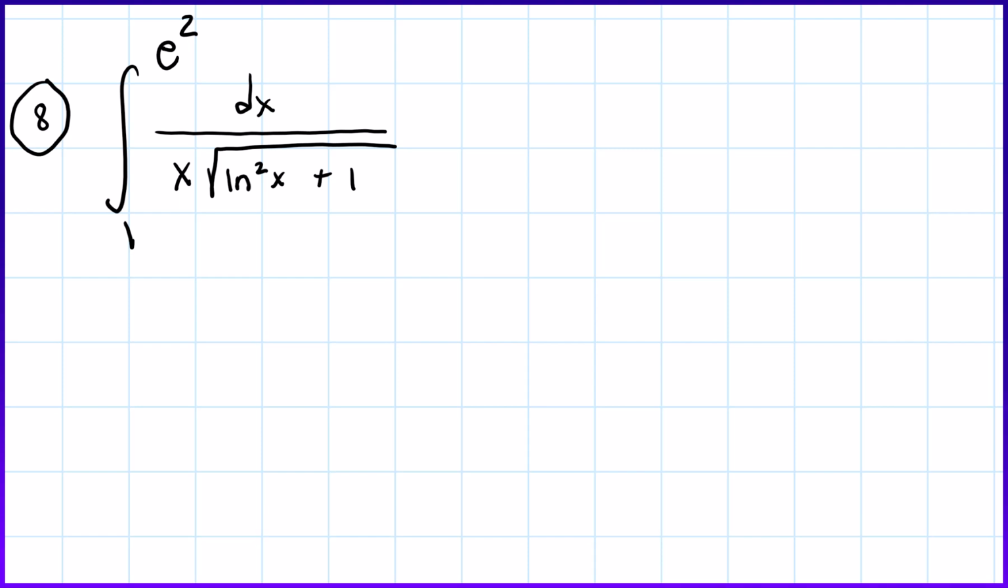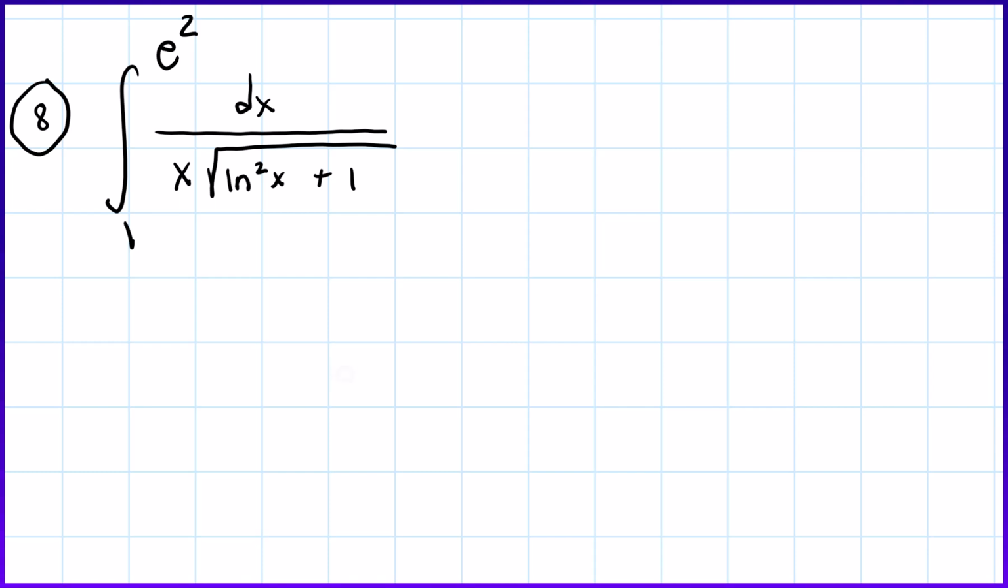Okay, let's wrap this video up with this particular example, but this is kind of a fun one, a definite integral. We're taking the integral from 1 to e squared of dx over x times the square root of the natural log of x squared plus 1. Kind of a lot going on here.